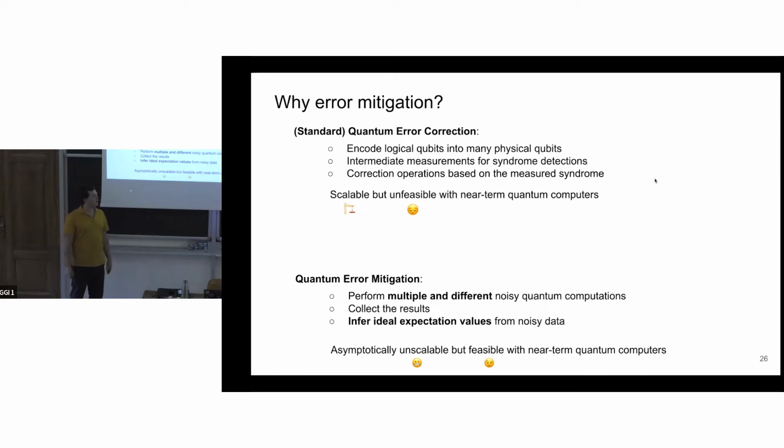So-called standard quantum error correction assumes that we're encoding logical qubits into many physical qubits, and that there are intermediate measurements for syndrome detection. That means that correction operations are based on the measured syndrome. So there's a feedback loop that needs to occur in this standard quantum error correction to be able to correct the errors. This approach is very ingenious. It plays with symmetries of quantum mechanics, and it's definitely scalable, but right now it's unfeasible with near-term quantum computers.